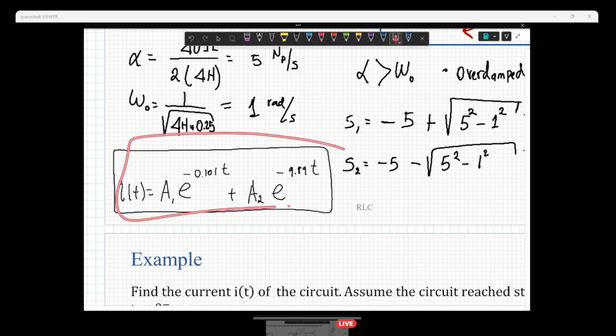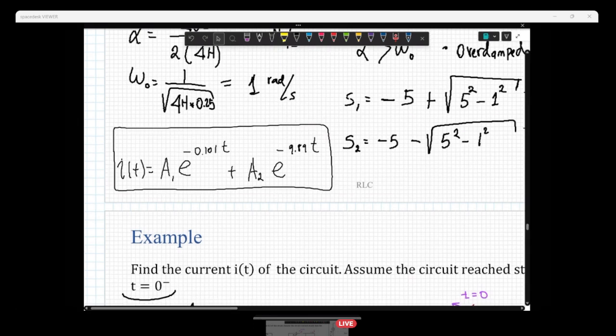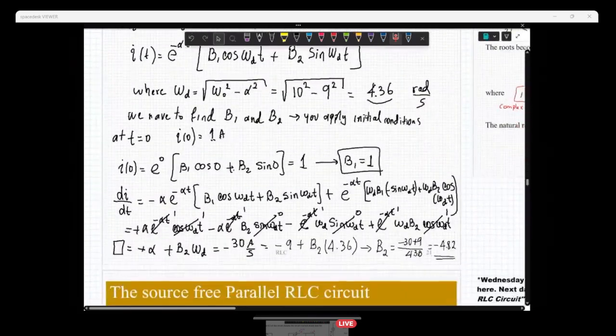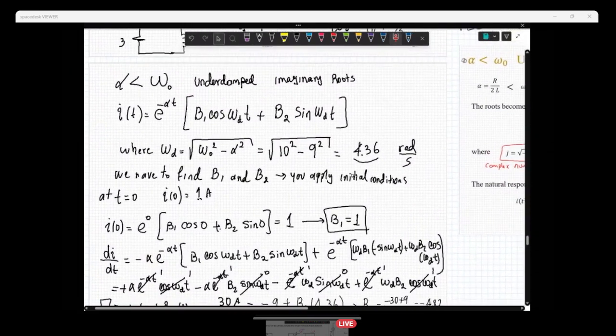We're going to use this one as the first initial condition, and then we're going to find di/dt. So we derive this and get 2 equations, because then we can use a system of equations to solve for the A1s and A2s. Because you can't just leave A1s and A2s. Just FYI, that's what we didn't do for the previous problem, but for this problem we're actually doing it. So I don't want to derive this, but okay.